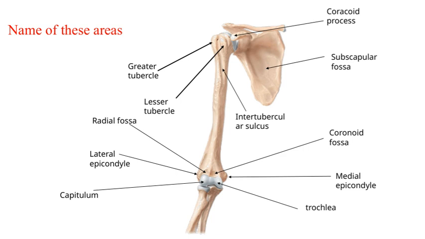First, we have the radial fossa, which is a small depression on the anterior distal end of the humerus that accommodates the head of the radius during elbow flexion. Next, the lateral epicondyle is a bony prominence on the outer part of the distal humerus, serving as an attachment point for forearm muscles and ligaments. Moving upward, we see the capitulum, a rounded condyle on the lateral side that articulates with the head of the radius, playing a crucial role in elbow movement.